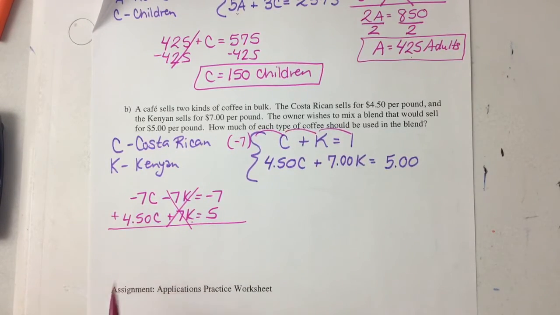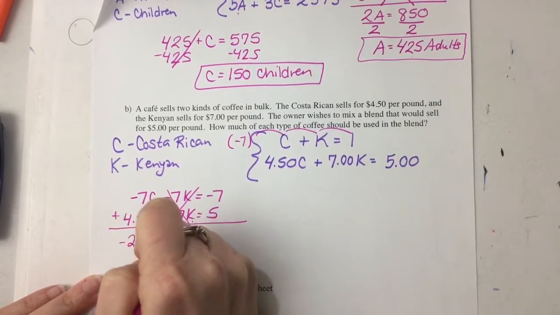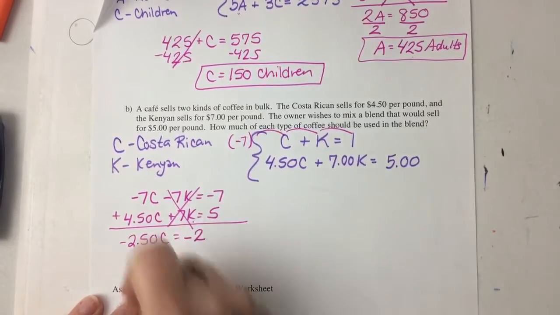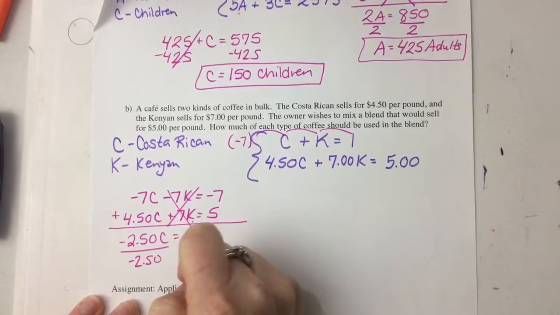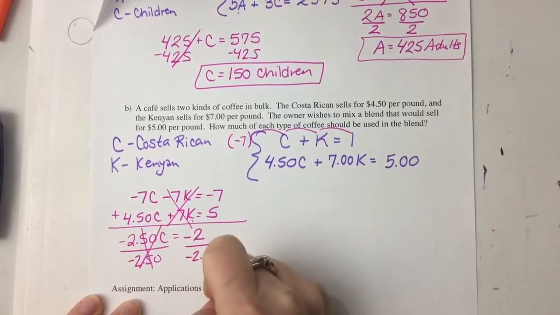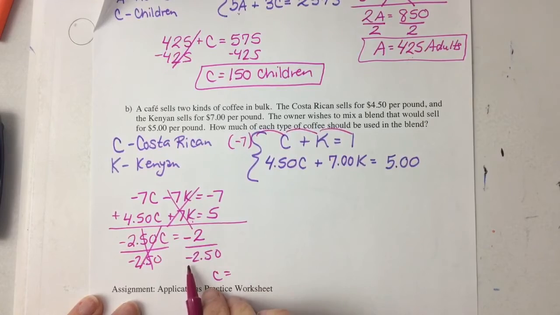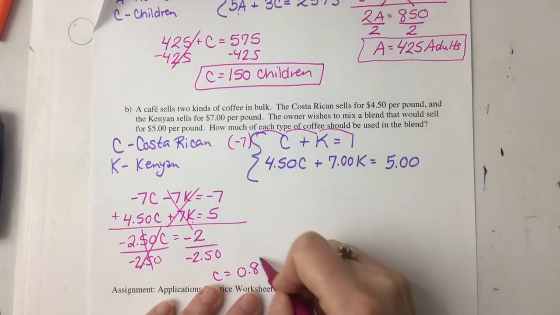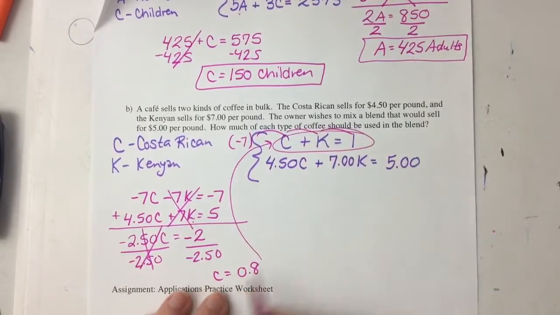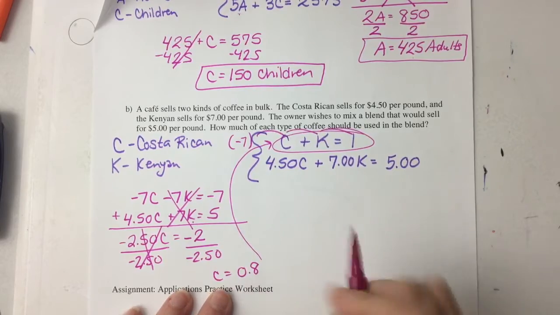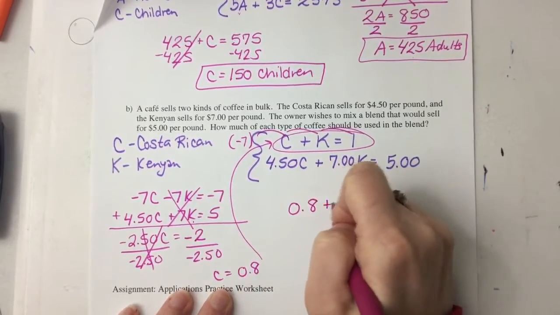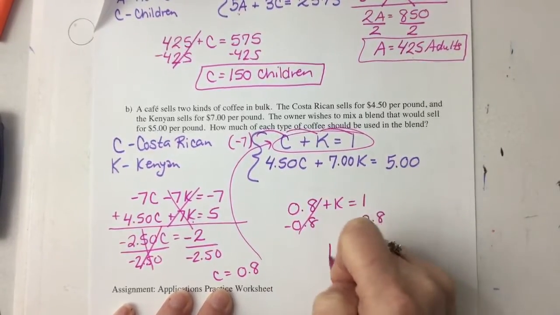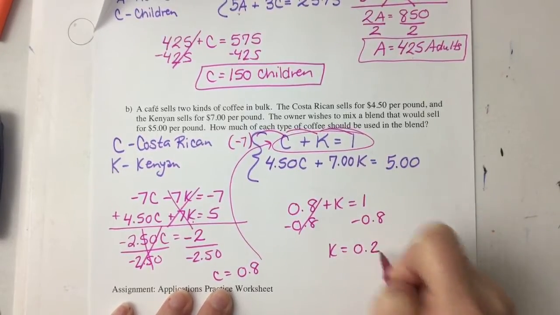Negative 7C plus 4.5C is negative 2.5C. Negative 7 plus 5 is negative 2. To solve for C, which is what percent of the mixture needs to be Costa Rican, negative 2 divided by negative 2.5 is 0.8. Now, if I want to see what K would be, I can go back up here to solve for K. I can change C to 0.8. So 0.8 plus K equals 1. If I subtract 0.8, 1 minus 0.8 is 0.2.